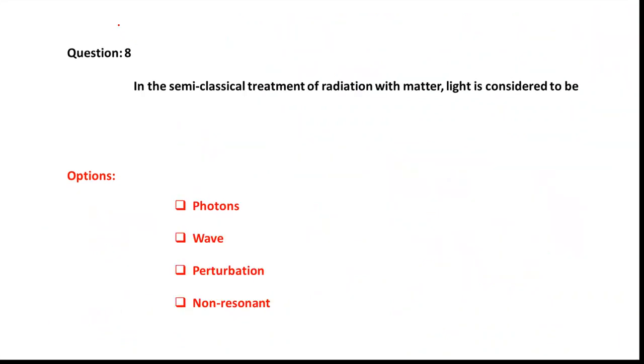Now we'll go to question number 8. Question number 8 states, in the semi classical treatment of radiation of matter with light, light is considered to be photons, wave, perturbation or non resonant. In the classical treatment of light, light is not considered to be in the form of waves. But in the semi classical treatment, light is considered as a wave, and second thing as perturbation.